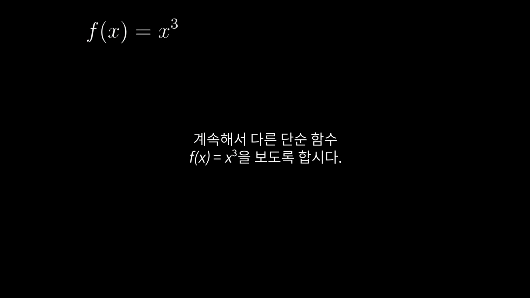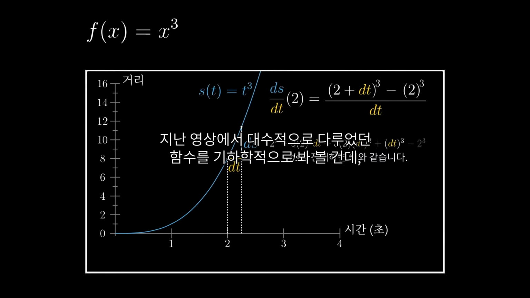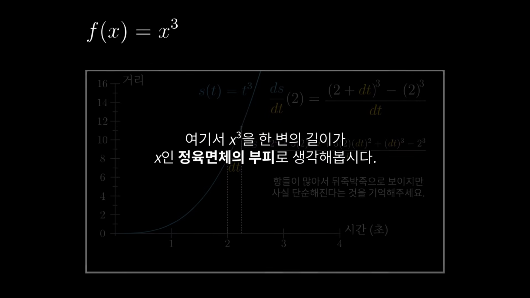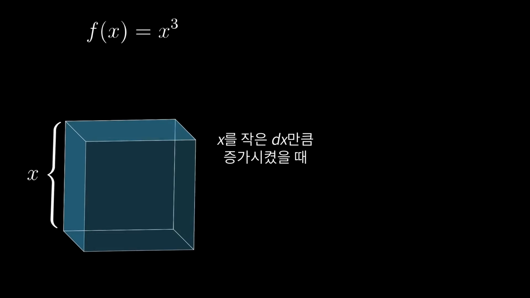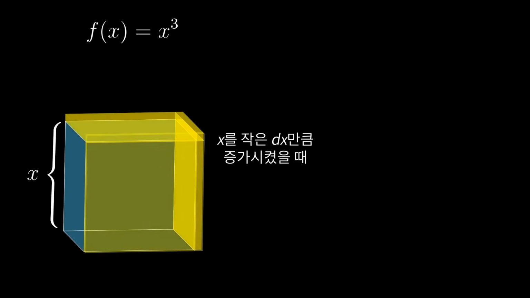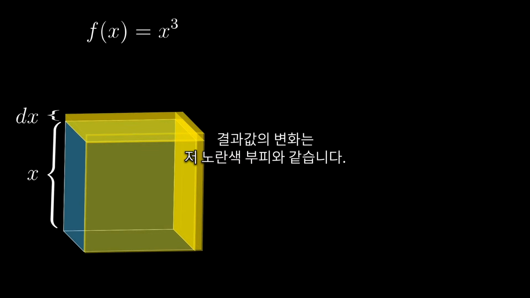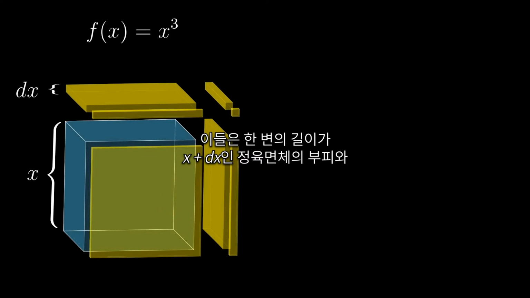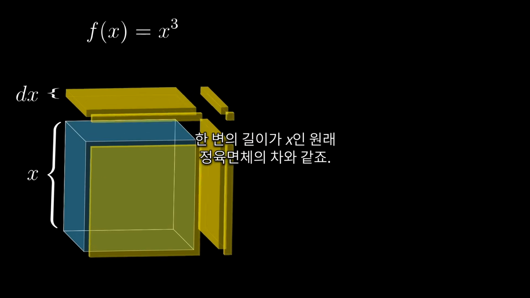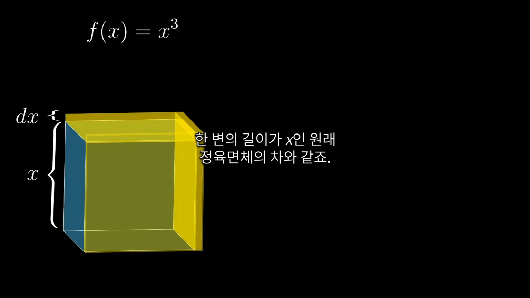Let's go ahead and try a different simple function, f of x equals x cubed. This is going to be the geometric view of the stuff that I went through algebraically in the last video. What's nice here is that we can think of x cubed as the volume of an actual cube, whose side lengths are x. And when you increase x by a tiny nudge, a tiny dx, the resulting increase in volume is what I have here in yellow. That represents all the volume in a cube with side lengths x plus dx that's not already in the original cube, the one with side length x.